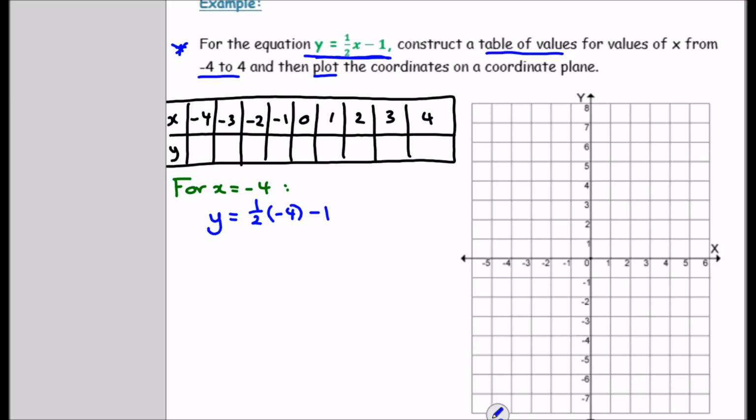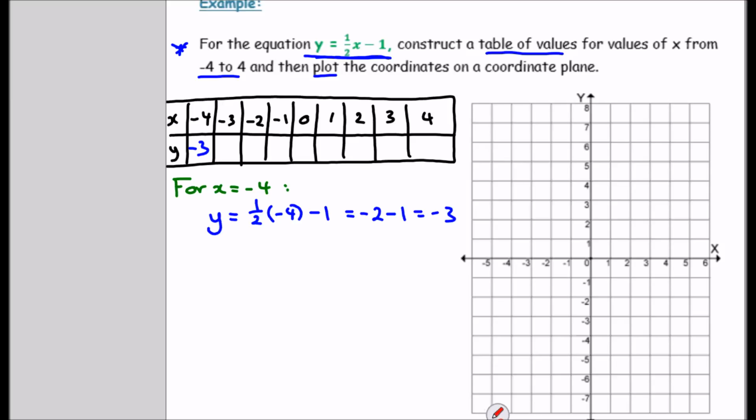So a half x minus 1 is a half negative 4 minus 1, because x is negative 4 in this case. A half of negative 4 is negative 2. Take away negative 2, take away 1 is negative 3. So the y value for that is negative 3.